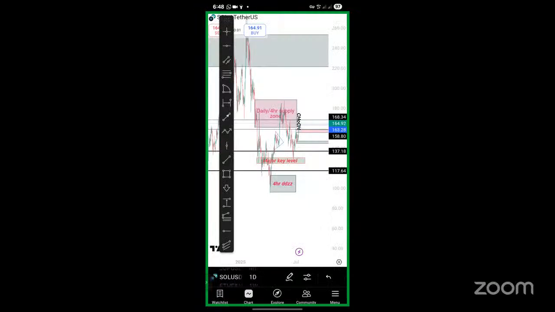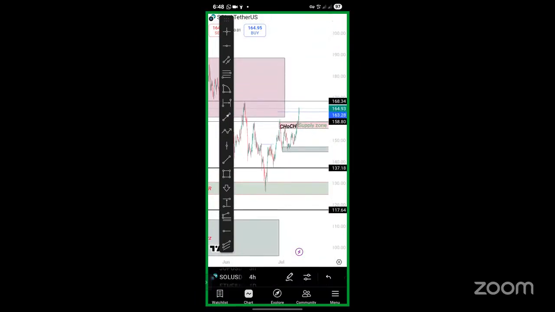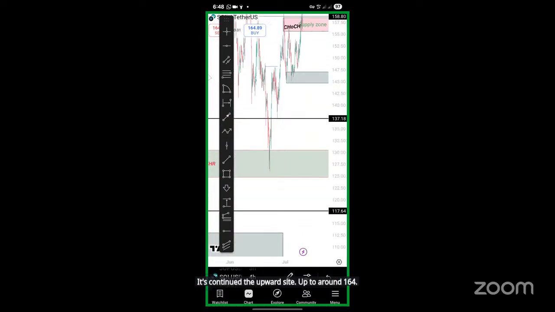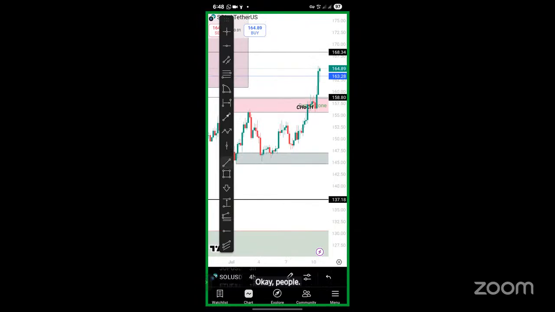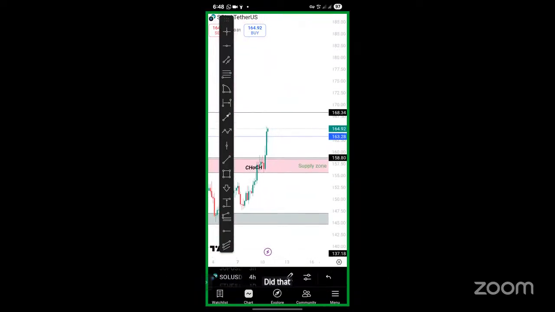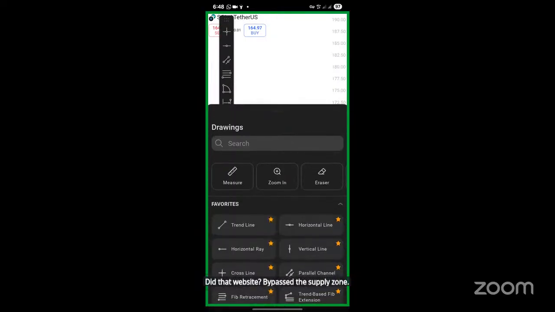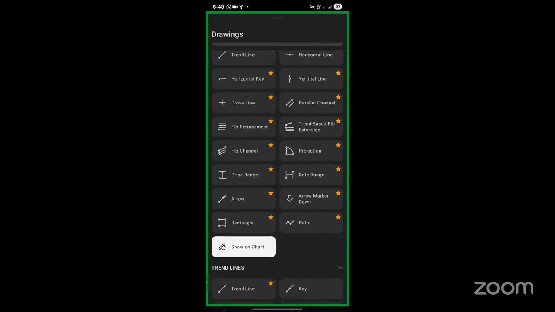It continued the upward side, up to around 164. Hope you people made some money here. So it changed character, continued the upward side, and bypassed the supply zone.